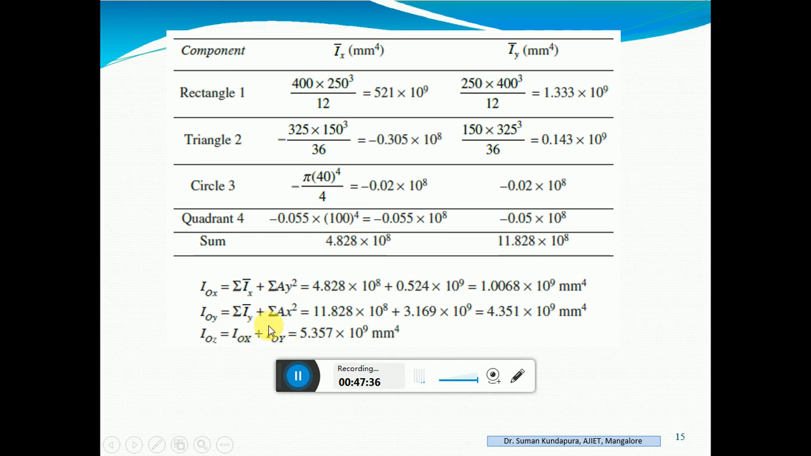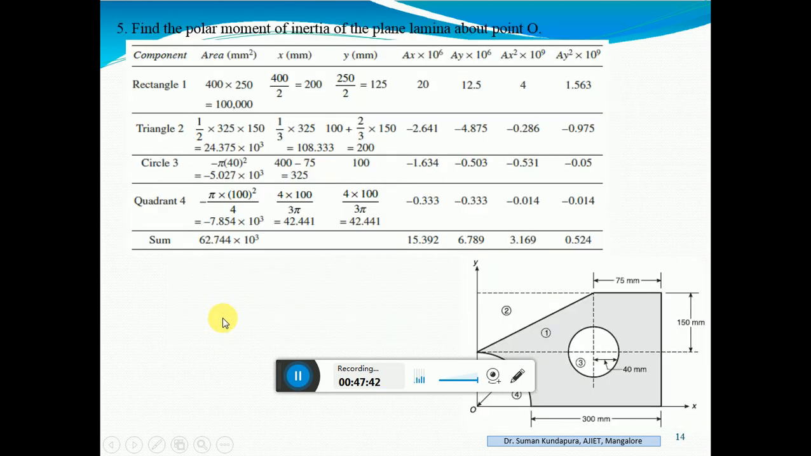IOY bar. So for this reason I have to find out what is IOX and IOY, that is, the moment of inertia about this axis and this axis, in order to find out the moment of inertia about this axis which is perpendicular to the plane, this XY plane. Okay, so let us first decide how many components we are going to split into.